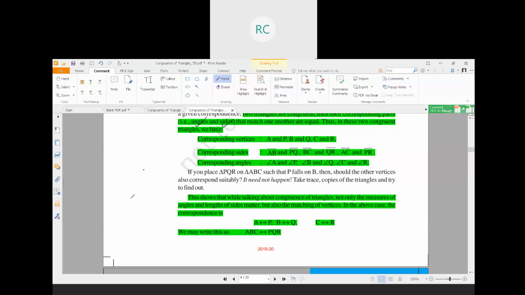Because sometimes they are not placed in the proper way. So we need to rotate them in such a way that we can place them over the other in such a way that they can match. And that is where this corresponding concept is coming. Alright? So, this is the sign of corresponding. So, A is corresponding to P, B is corresponding to Q, C is corresponding to R. So, we can say that ABC is corresponding to PQR.